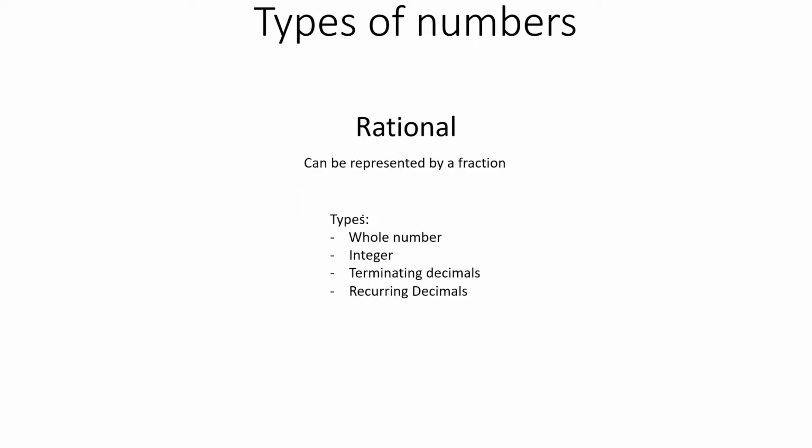Today we'll be focusing on types of numbers. Now, there are two types of numbers we need to know about: rational and irrational numbers. A rational number can be represented by a fraction. There are four types of rational numbers we need to know about: whole numbers, integers, terminating decimals, and recurring decimals.